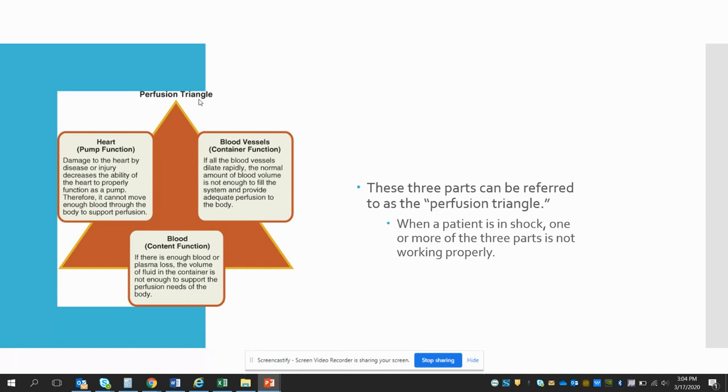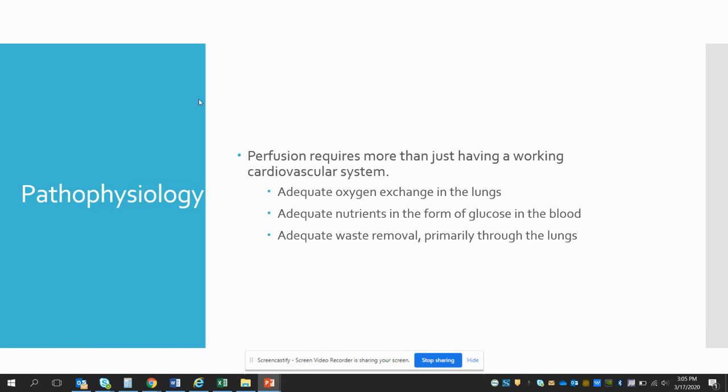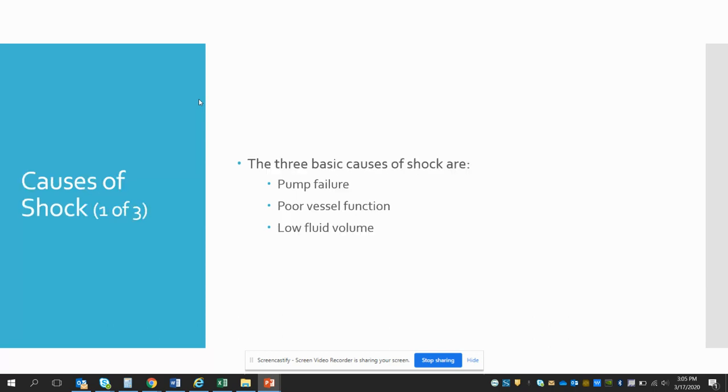We'll look at some examples of what can cause that and different types of shock that can cause that in just a few minutes. But I want you to have a good understanding of these three things that can affect perfusion. So again, perfusion does require more than just the cardiovascular system. You've got to have good, adequate oxygen exchange in the lungs, adequate nutrients, especially glucose, and adequate waste removal, primarily through the lungs, but we can also get rid of waste products through the kidneys and through fecal matter as well. But the big one is going to be through the lungs when we exhale.